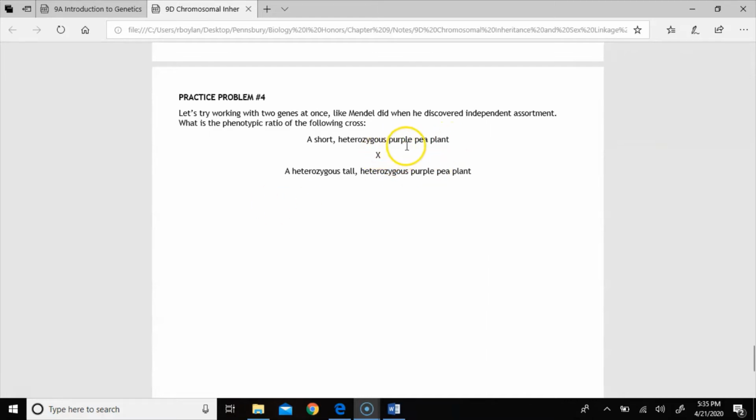So a short heterozygous purple pea plant, and if you're good, you see short, oh, that must be little t. Heterozygous purple, if you're heterozygous, purple must be dominant, so big P, little p. Heterozygous tall, so the opposite here, same gene, right, different alleles, big T, little t. Heterozygous purple, big P, little p. All right, so this is going to be a little bit different than what we did yesterday. So let's give that one a try.